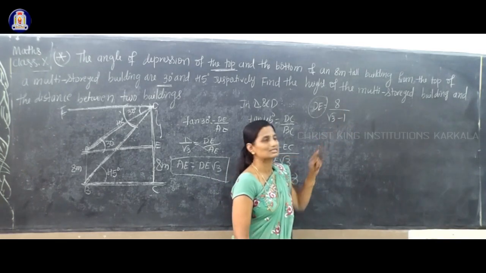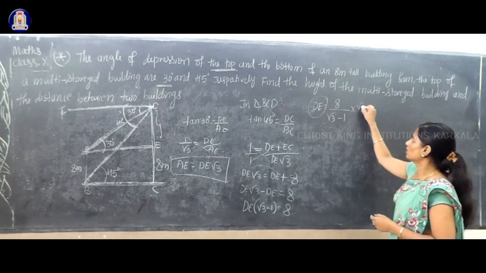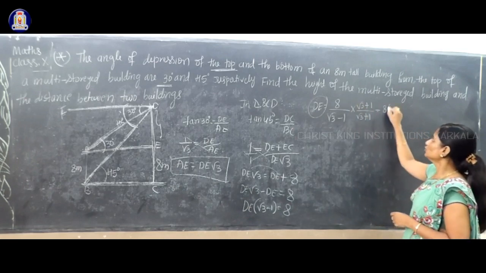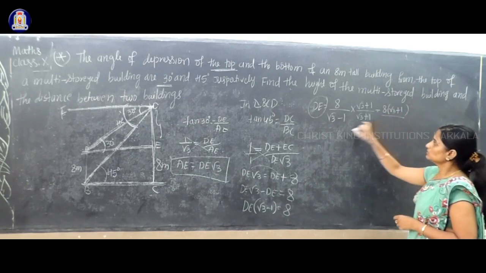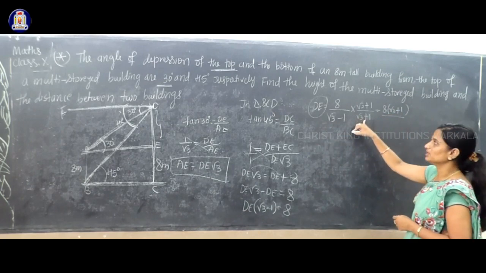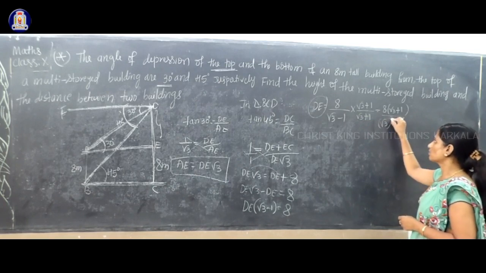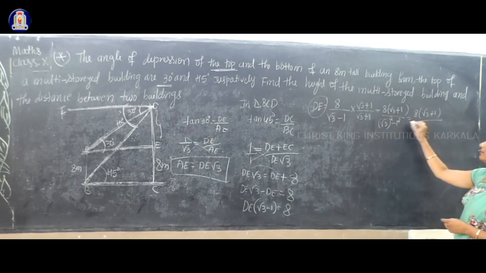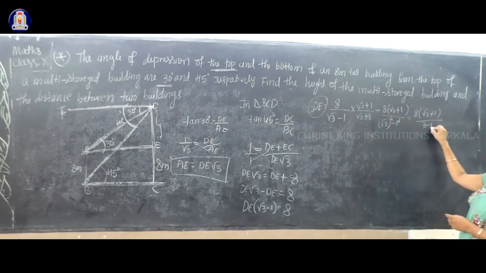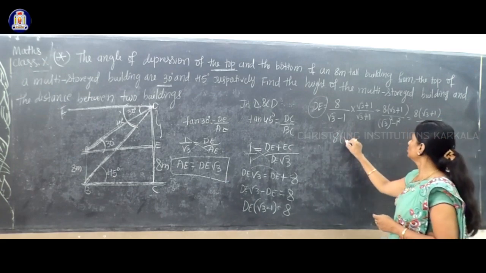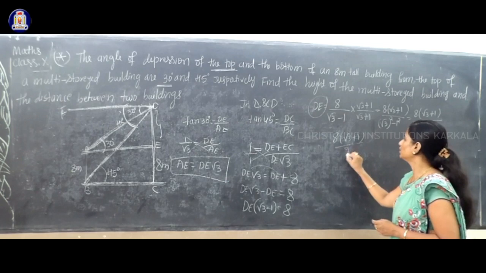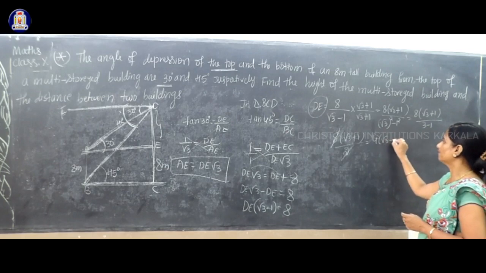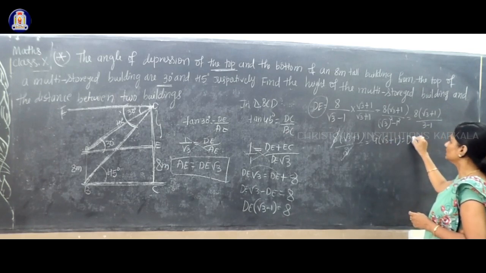So here you have to do rationalization. Rationalization is root 3 plus 1 divided by root 3 plus 1. So 8 into root 3 plus 1. By using the formula a minus b, a plus b is a square minus b square, root 3 square minus 1 square. So it is 8 root 3 plus 1 divided by 2. Twos fours are 4 root 3 plus 1. That is equal to DE.